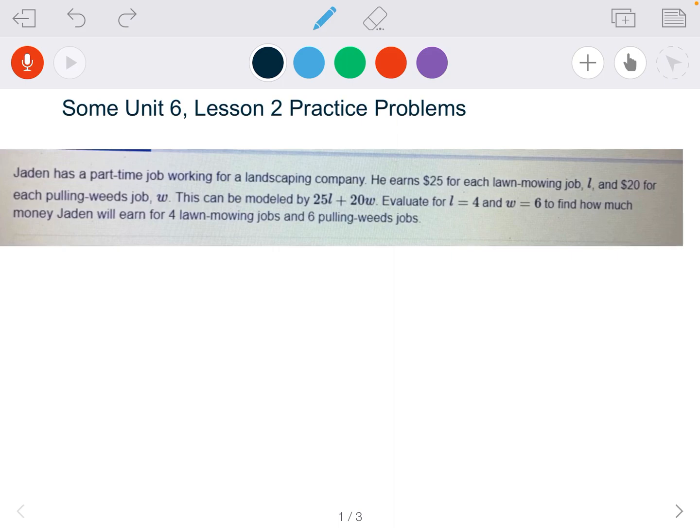All right, so this is like information overload. There's just a few things you need to understand. We know that he earns $25 for each of the L, or lawn mowing, jobs. We know he earns $20 for each of the weed pulling jobs, W. And they already set up the formula. So we've got 25L. And remember, when you have two things together, like 25L, we don't put a multiplication sign in between them. It really just means 25 times L. And then we have the plus 20W.